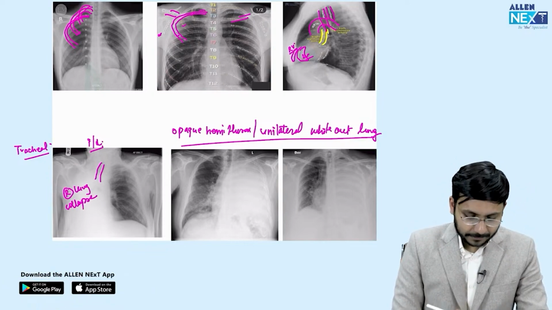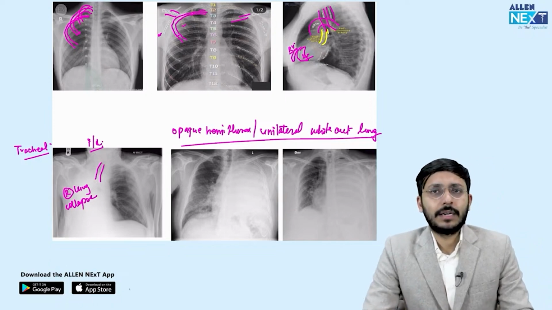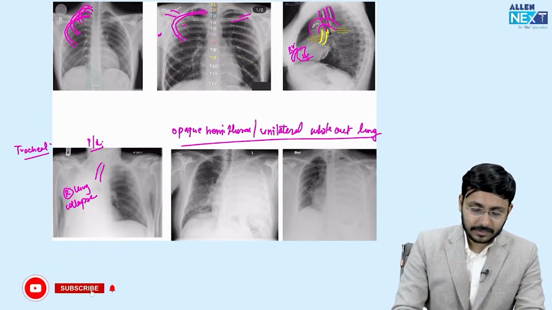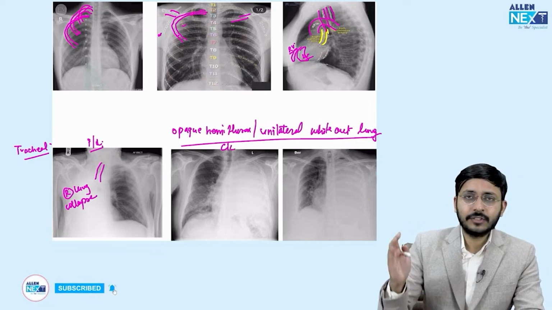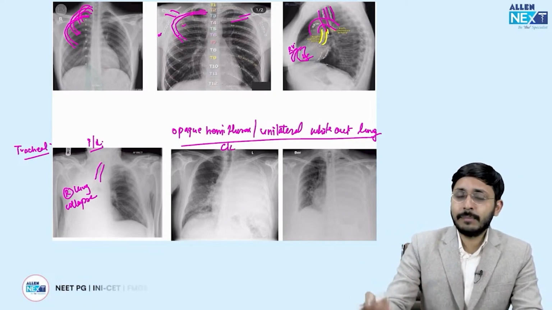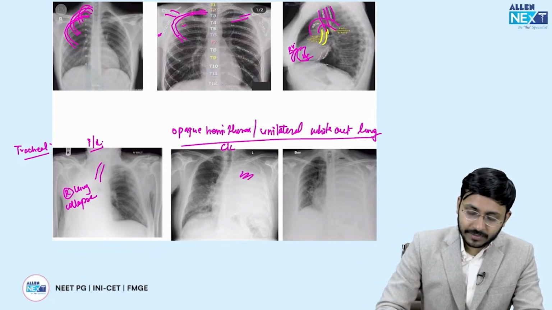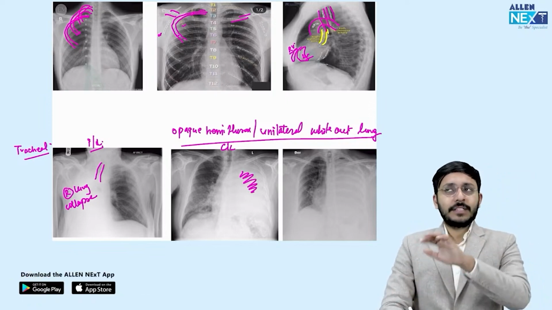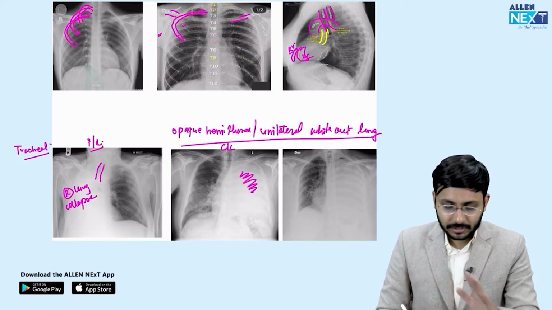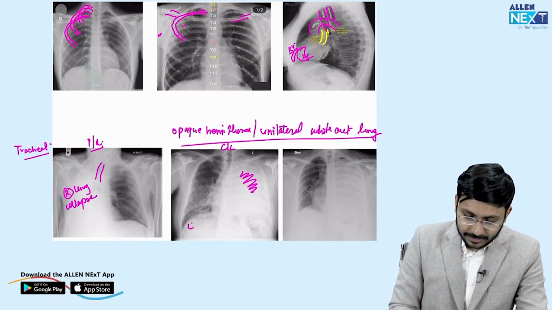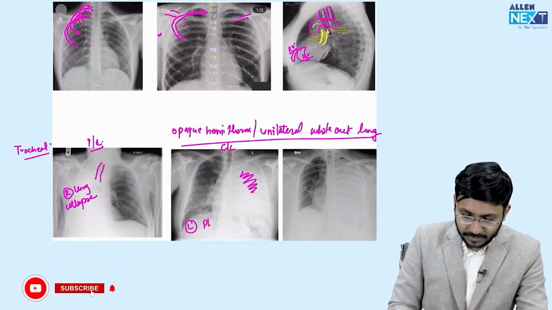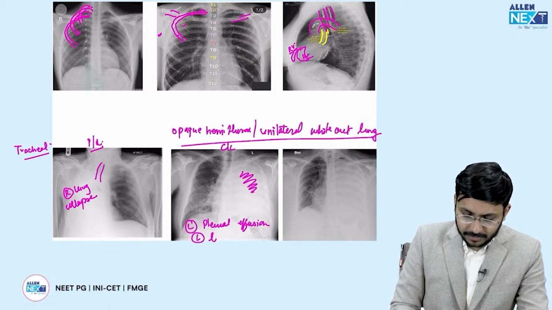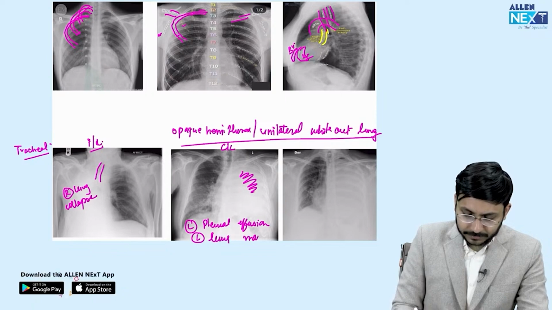Okay. But if the trachea is contralateral, it means it is pushed towards the other side. Why will it be pushed? Because there is a massive effusion or a mass which is occupying the entire left hemithorax. So this is either a left pleural effusion or a large left lung mass.